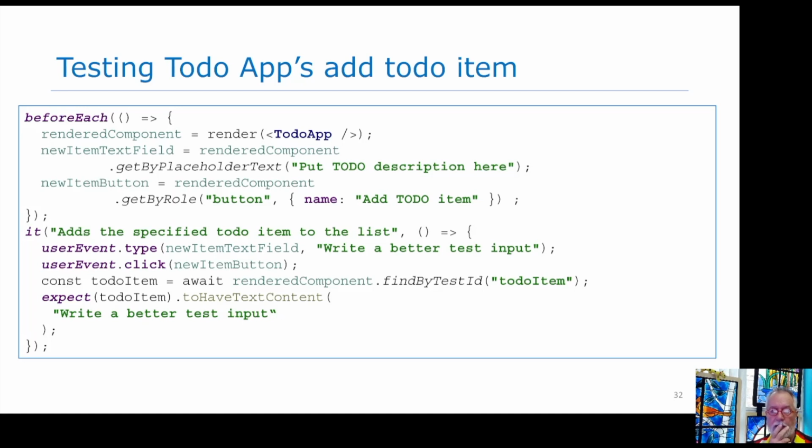Now, we're adding an item to the to-do list. Again, here we have user event type in the new item field, write a better test input. Click on that button, await rendered component findByTestId to-do item. So here we've changed our code such that we're waiting for that to-do item, and then we can do the test after that. Notice that we're basically putting a pause here. We have an asynchronous function, but we're going to wait for it. So we're making it synchronous again, and then we can do an expect here. That's kind of nice because you have this flow through your test.